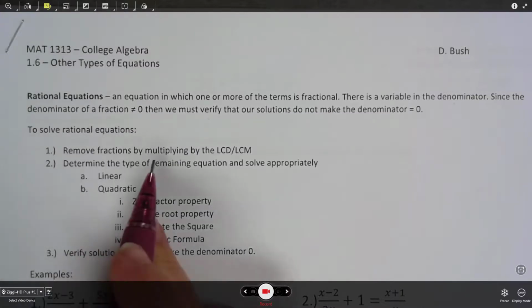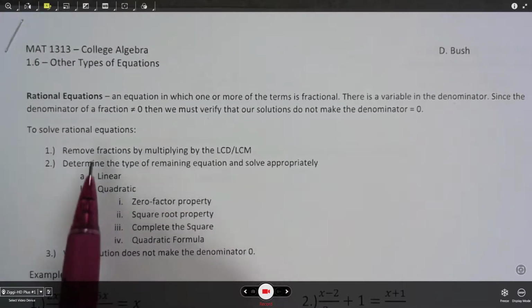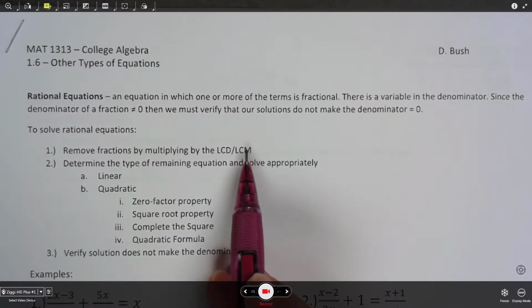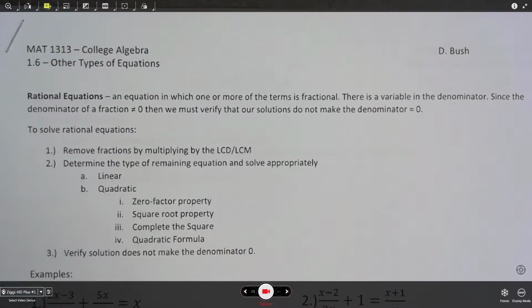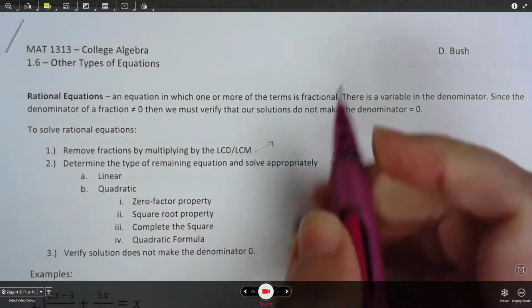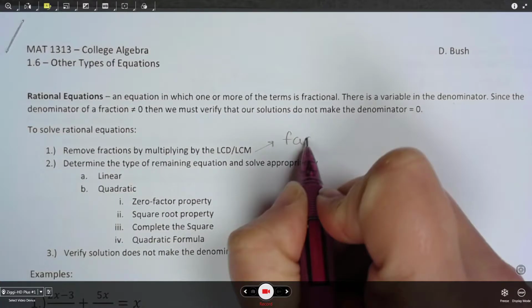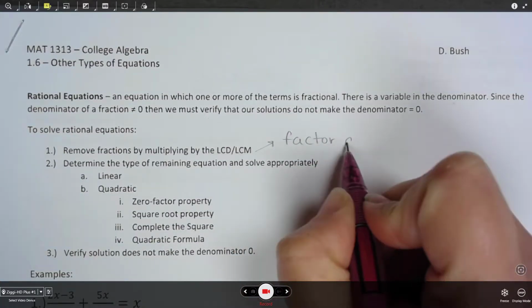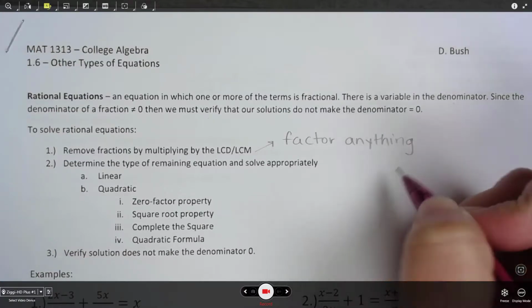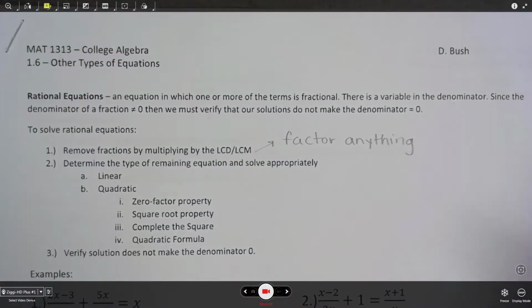So to solve rational equations, you first want to remove the fractions by multiplying by the least common denominator, also called the least common multiple. Before you decide what your multiple is going to be, you want to make sure you factor anything that can be factored in the denominator. It may be a GCF, it may be a difference of squares. If there's a trinomial there, you may have to factor it, or you slide and divide to factor.